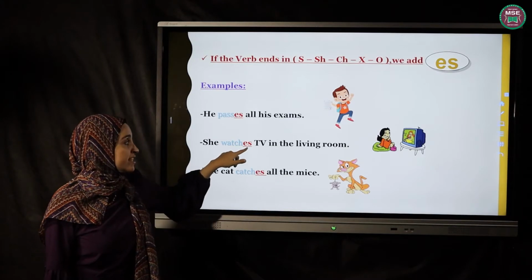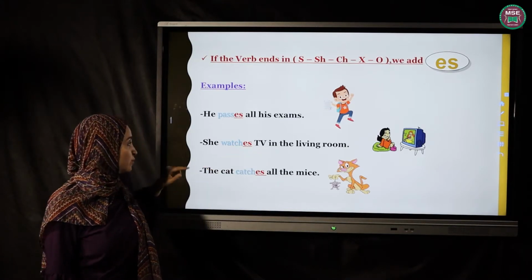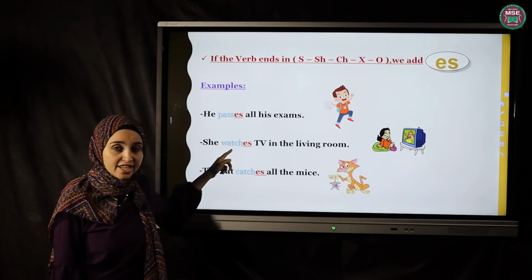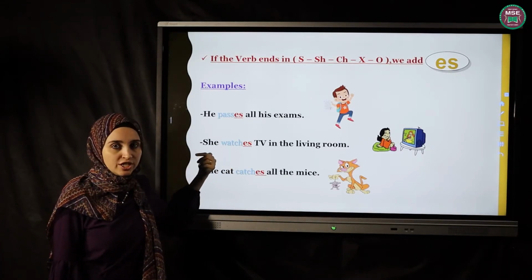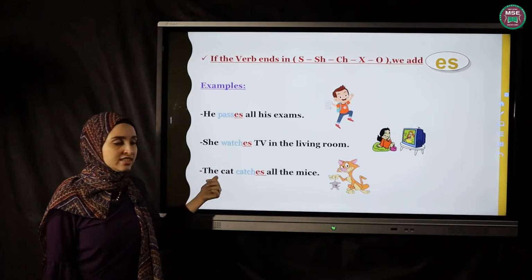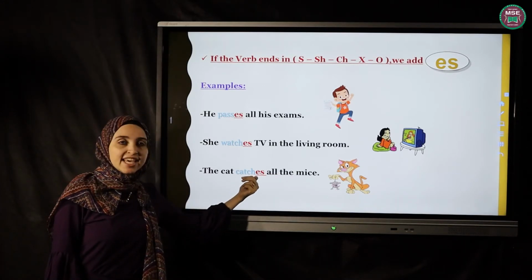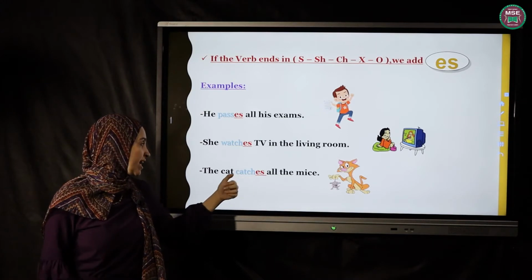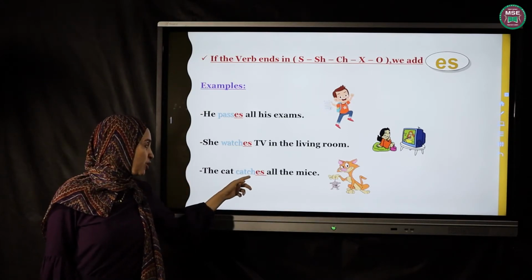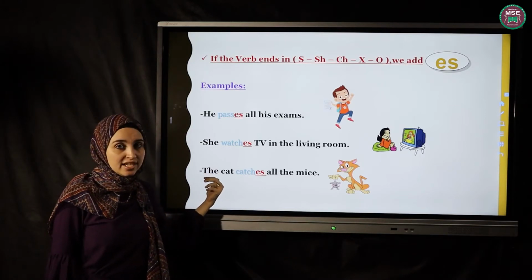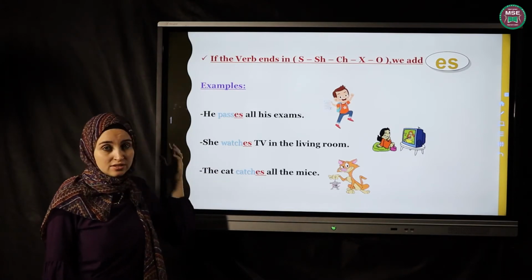She watches TV in the living room. I added es because the verb ends with ch and I have she. The cat catches all the mice. I added es to the verb, not only s. Why? Because the verb ends with ch and I have the cat, and the cat equals it.